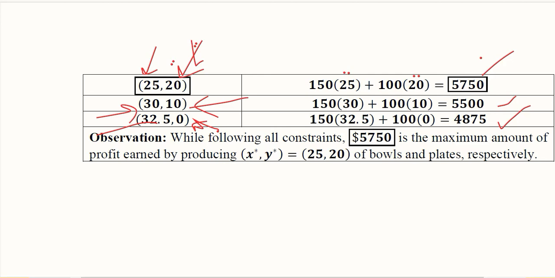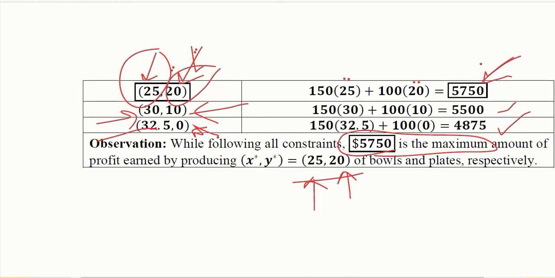Clearly this is the level of profit which is maximum among these 5 possibilities, which happens when we produce 25 bowls and 20 plates. So it is rational to produce 25 bowls and 20 plates, so that the profit gets maximized and we get this much of the profit.